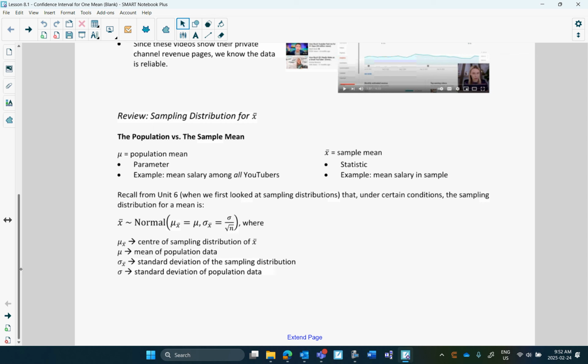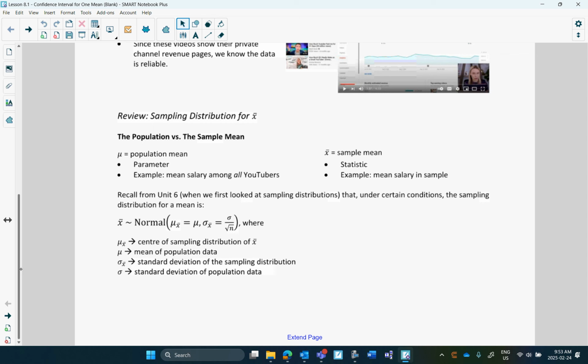So back in unit 6, remember unit 6 was you were given information about a population, and then we calculated information about a sample, which is great, but it's normally the other way around, which is what we've been doing in unit 7 and what we're doing in this unit, where we don't know stuff about the population. We want to make an estimate about a population, so we take a sample.